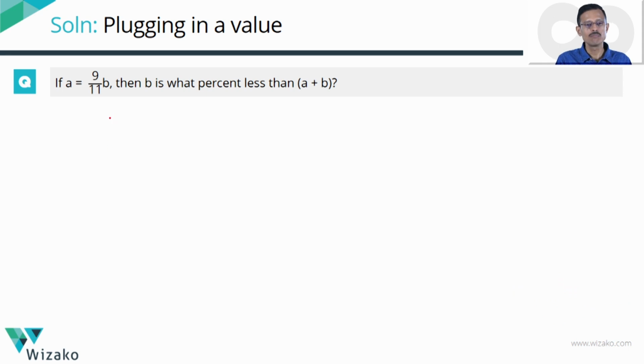So if I pick B to be a multiple of 11, let's say B is equal to 11, then A will be 9/11 of 11, which is equal to 9. Now we know B is equal to 11, A is equal to 9. What is A plus B? A plus B is equal to 11 plus 9, which is equal to 20. Now we have all of these numbers. Let's now step into what we need to find out.